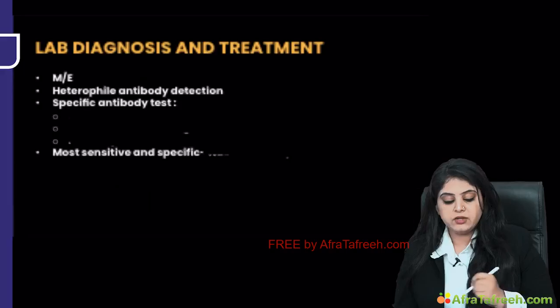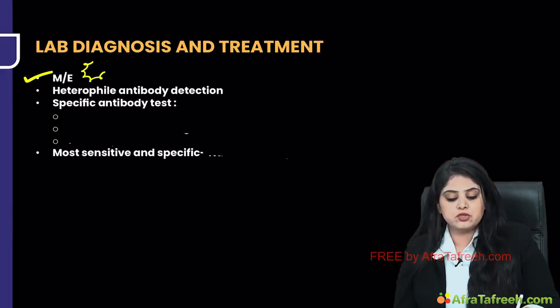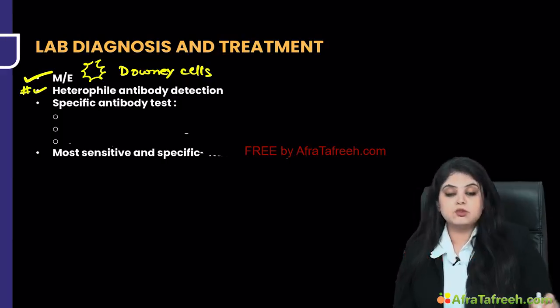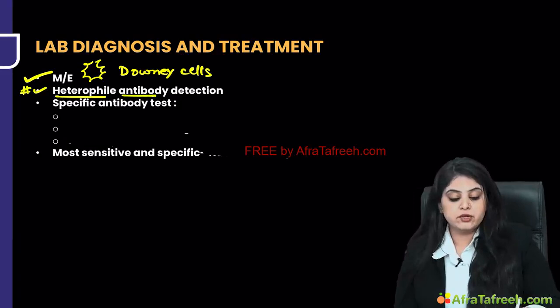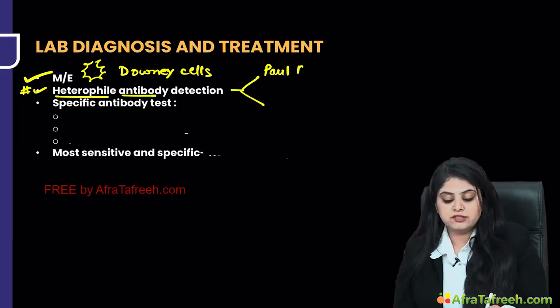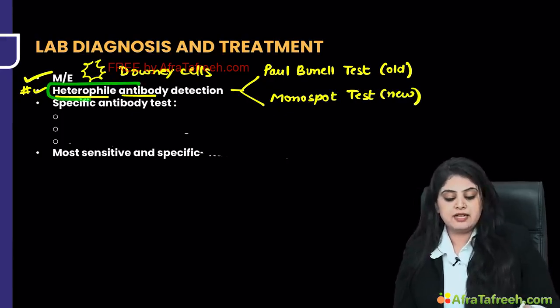How am I going to do the diagnosis? For the diagnosis of EBV, I have already told you the microscopic examination showing the very famous ballerina skirt appearance, that is the Downey cells, that everyone knows. But what is the question that you get most commonly for antibody detection? That is going to be heterophile antibody detection. I think you've heard of these two tests. There is something known as the Paul Bunnell test, which is an old version. Nowadays, a new test is done, and that is the monospot test. Monospot test is the new version of the test. That is heterophile antibody testing.